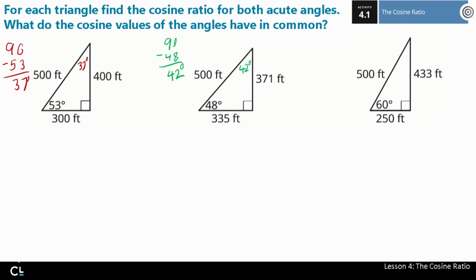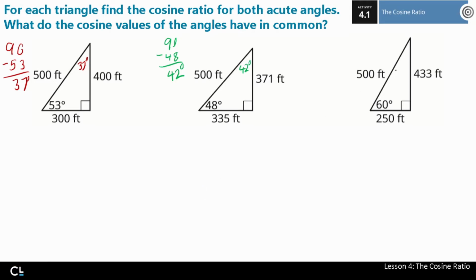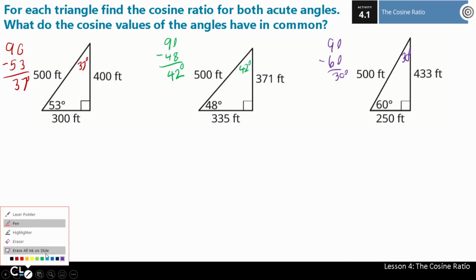And last but not least, we have a 60 degree angle all the way down here, which some of us are like, no, this already pops into our head. This is a special triangle for us. This is our 30, 60, 90. So let's just do it to keep up with the pattern. 90 minus 60 is 30 degrees. That's a special triangle right there. All right, now let's find our cosine ratio for both of these angles here.